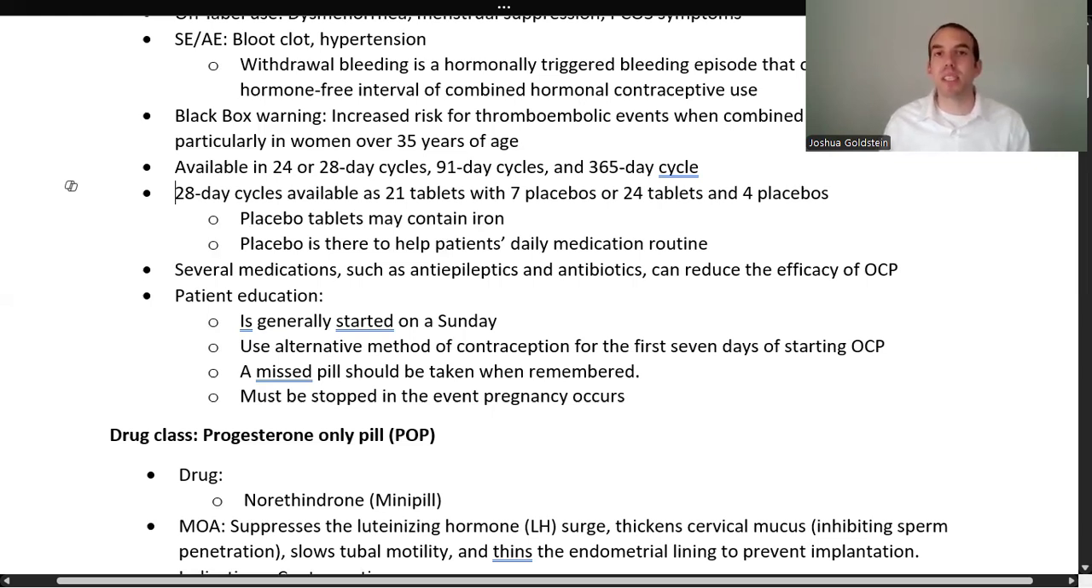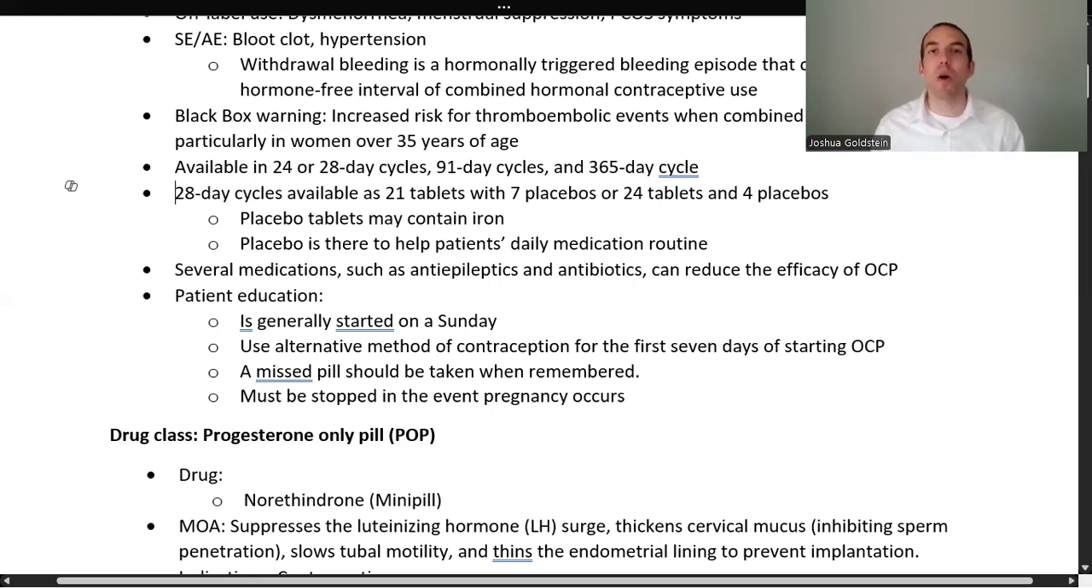The placebo sometimes contains iron, sometimes it contains absolutely nothing, and it's just there so that the patient gets used to every single day. I take my pill in the morning, and that's it. They don't forget. They don't have to remember to start over again. The 28-day cycles sometimes come as a 24/4 so that the woman has a shorter period of bleeding.